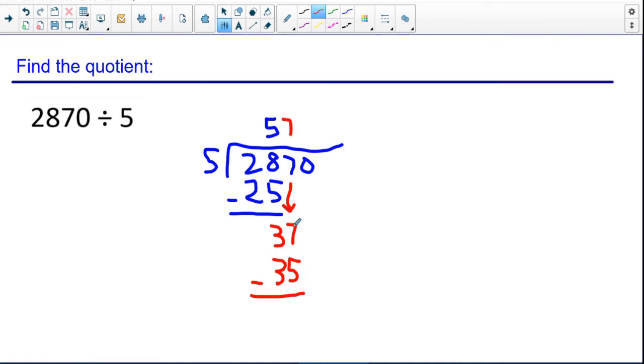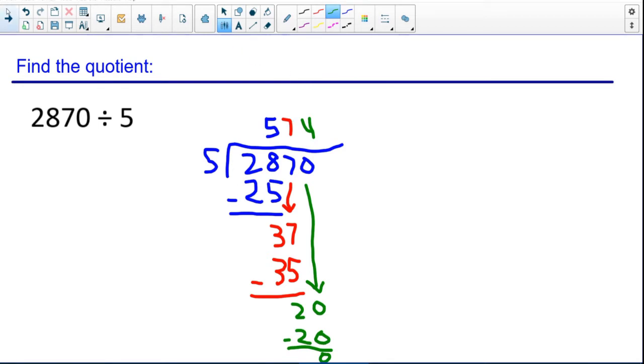All right, so now I can subtract these. 37 minus 35 is going to give me 2. And then we just bring down our last digit, the 0. And so how many times can I divide 5 out of 20? That's going to be 4. 5 times 4 is 20. And you can tell if I subtract that, I'm going to get a remainder of 0, which is good. So this is not a fraction or a decimal or anything. Your answer would just be 574.